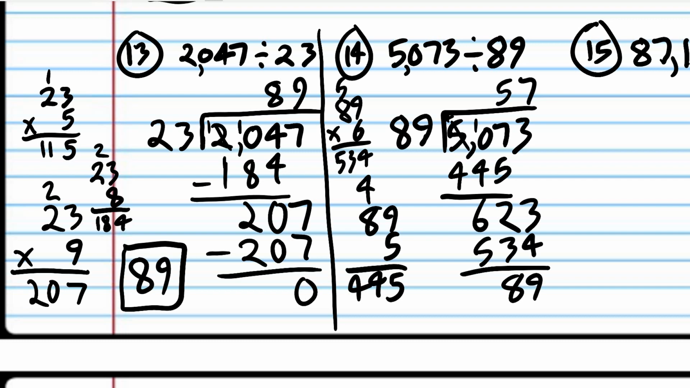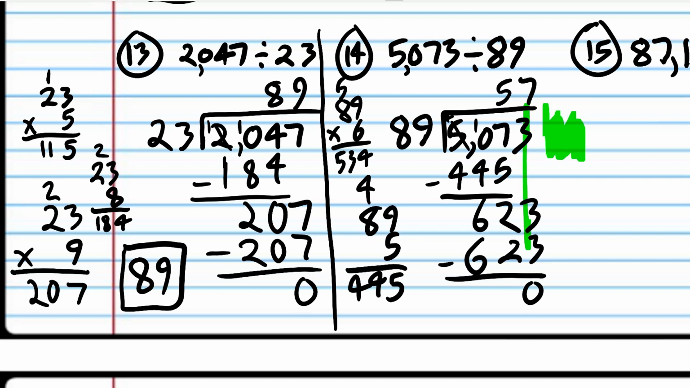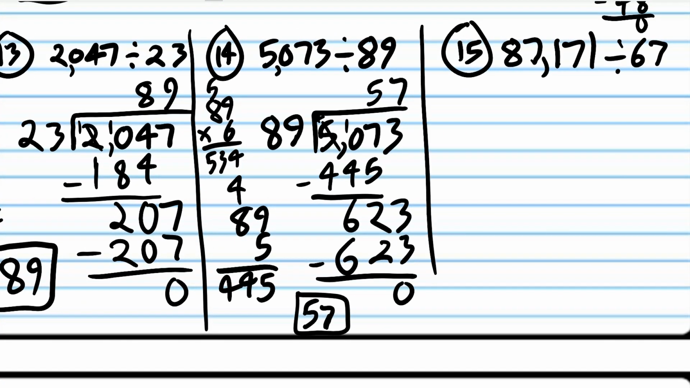All right, so 7 times 89, I'm going to do that in my head. 560 plus 63 is 623. So it goes in exactly. 623 minus 623 is 0. And so we have no more numbers here to keep going. We already dropped down the 3, right? So our final answer is 57. We're doing good. All right, let's put another border here.